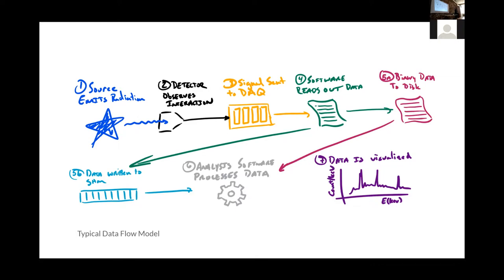It detects the interaction and produces some kind of electrical signal that then gets sent to some kind of hardware that collects that signal. We have software that then reads it out. We send those data either to disk or to some kind of shared memory buffer.